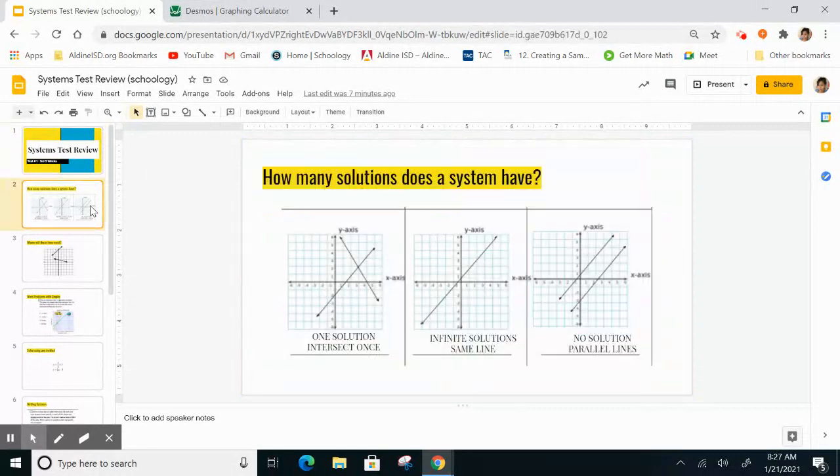First, we discussed when we talked about a system, how many solutions does a system have? And so you can see here that a system can have one solution, which means that they intersect just one time. You can have infinite solutions. This is going to look like one line, but remember there's really two that overlap. Or a system can have no solution, which means that the lines are going to be parallel and they don't meet at all. All right. So again, your system can have one solution, infinite solutions, or no solution.